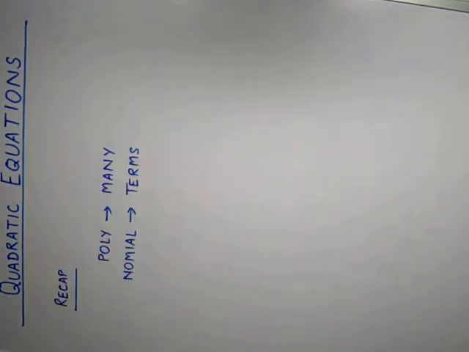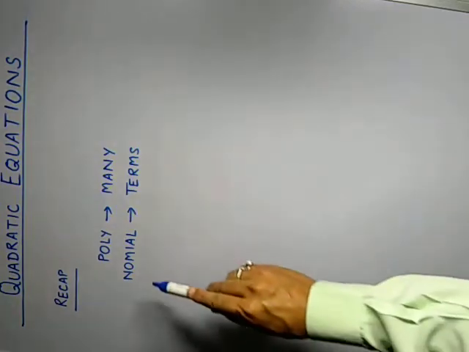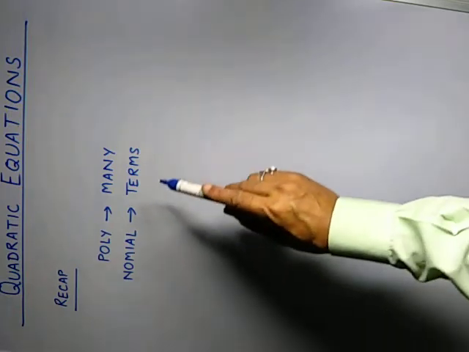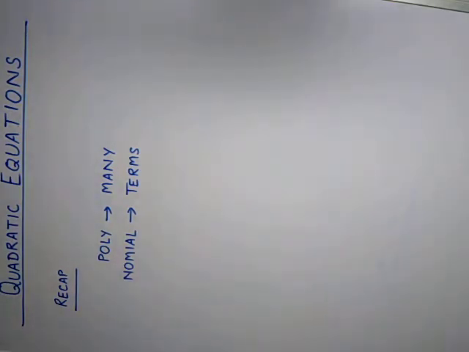Today we are going to start chapter 4, which is quadratic equation. We have already done second chapter, which was polynomials. So first, the recap of second chapter, polynomial. Poly means many, nomial means terms. So polynomial means many terms.